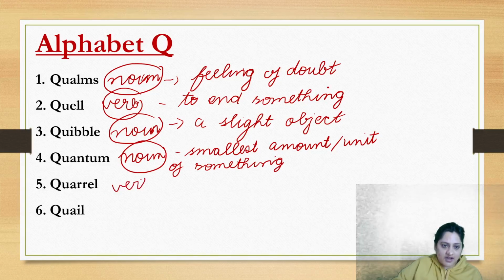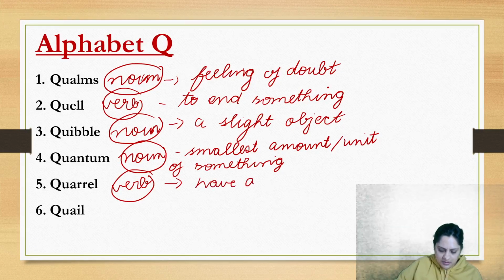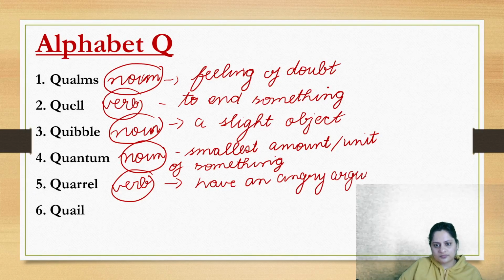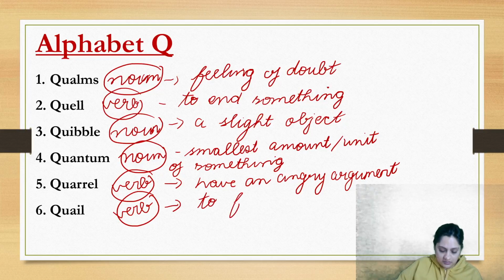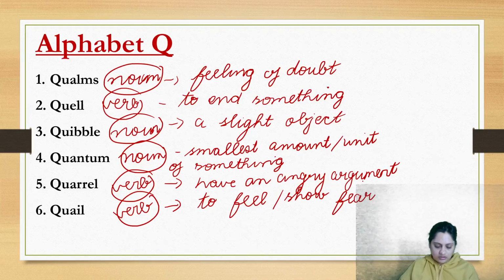Quarrel means to have a fight, an argument, to have an angry argument. Quail is a verb, means to feel or show fear. So she quailed at the sound of her mother's angry voice. She felt fear once she heard her mother's angry voice, quail.